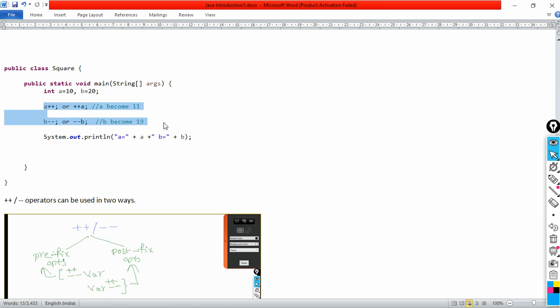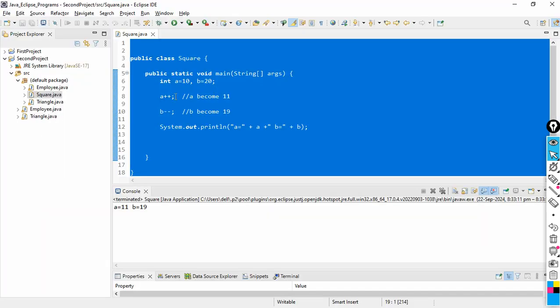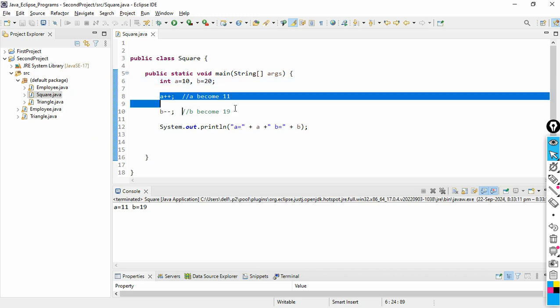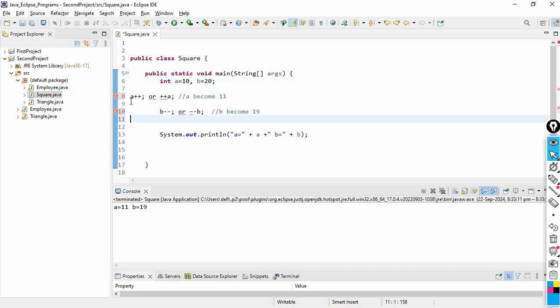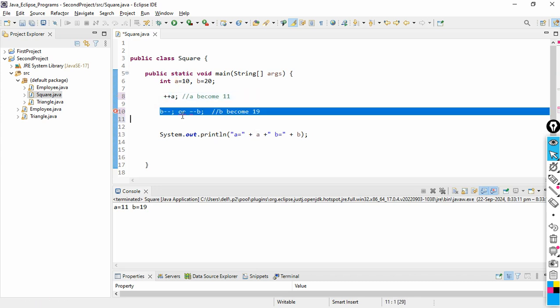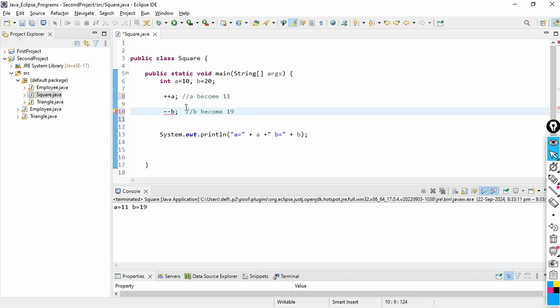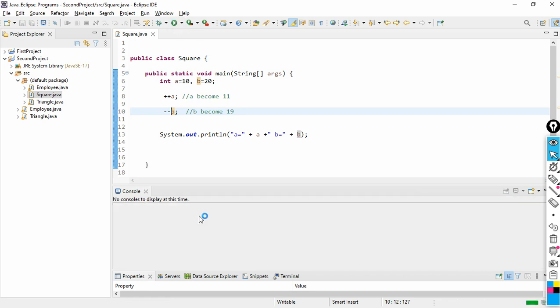Let me show you this output also. Here itself I am going to show the output. Already we have seen this statement, therefore I delete this one. Now I am going to show pre-increment and pre-decrement operators. Okay, it is giving an error. Why is it giving an error? --b. So I run the program and you see the output is exactly the same.